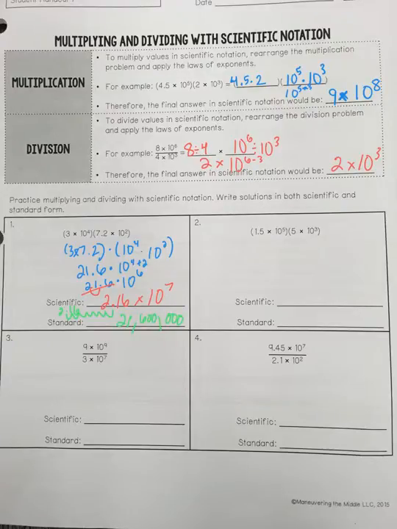All right, and let's just go ahead and try number 3 just to be sure we understand the division rule. So again, I'm splitting it apart in my mind as 9 divided by 3 times 10 to the 9th divided by 10 to the 7th. 9 divided by 3 is 3. 10 to the 9th divided by 10 to the 7th, we're subtracting, is 10 to the 2nd. And that is in scientific notation. And then to bump that to standard form, we're just adding the 2 zeros.